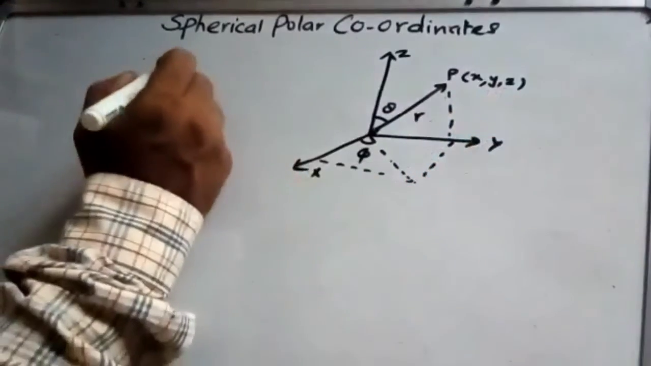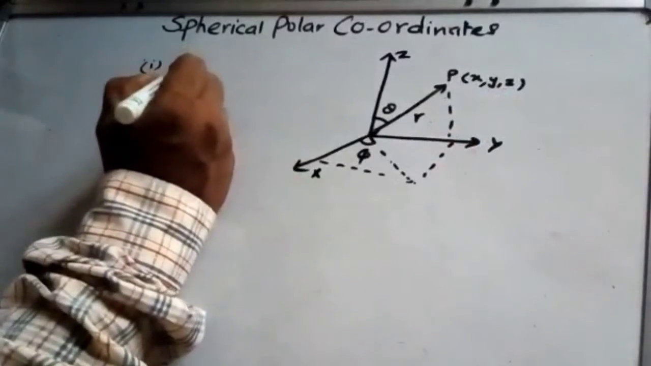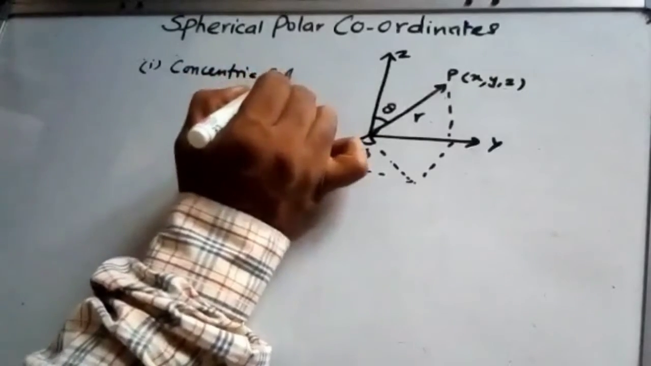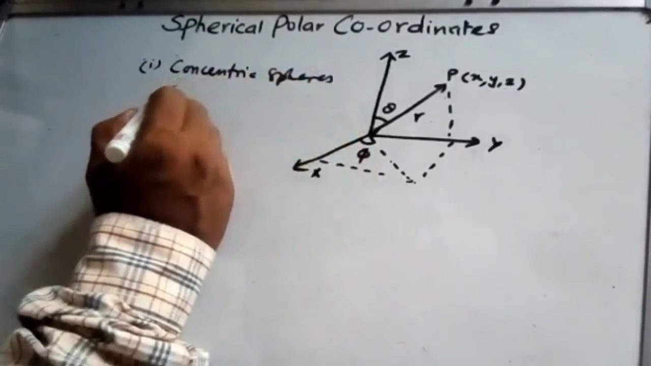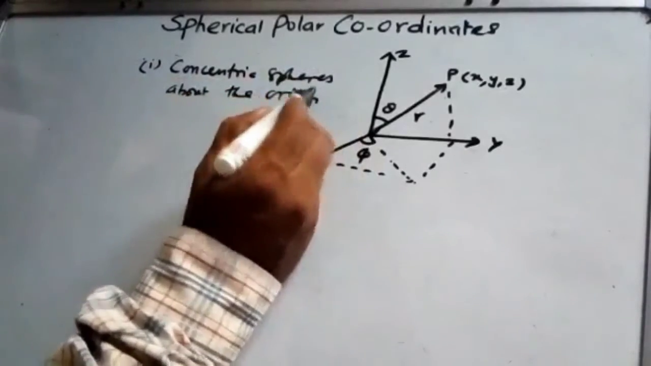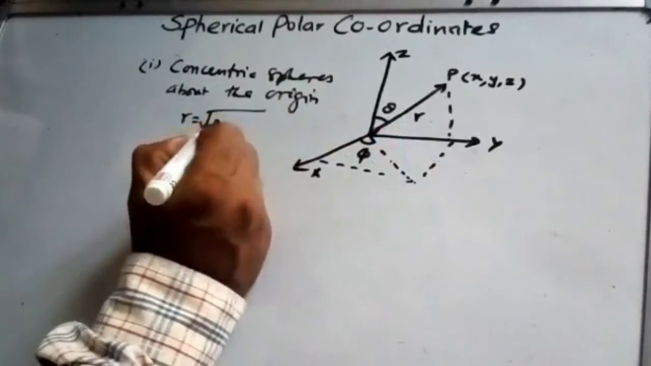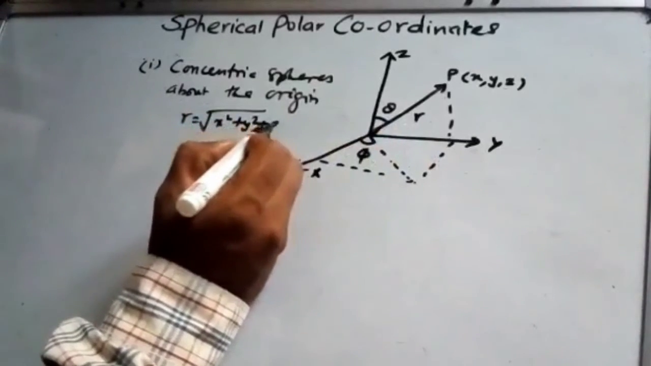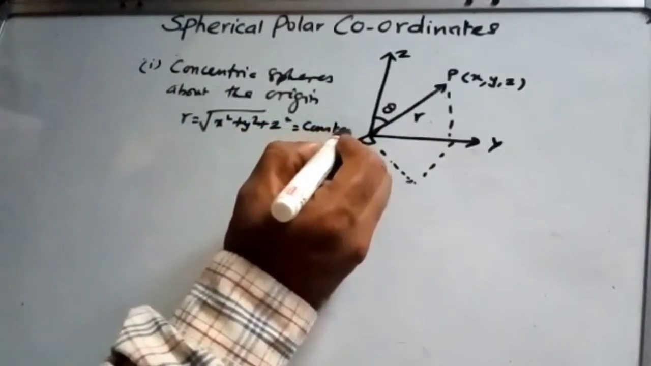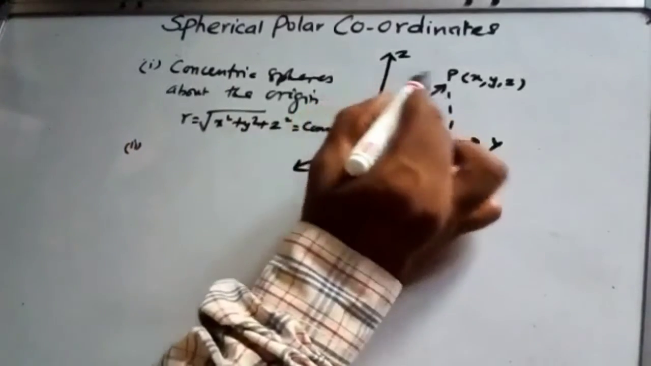So now we can see the spherical polar coordinate system consists of concentric spheres. First, concentric spheres about the origin. So from this we can get r equal to square root of x square plus y square plus z square, equal to constant. And the second one, right circular cones about the z axis.